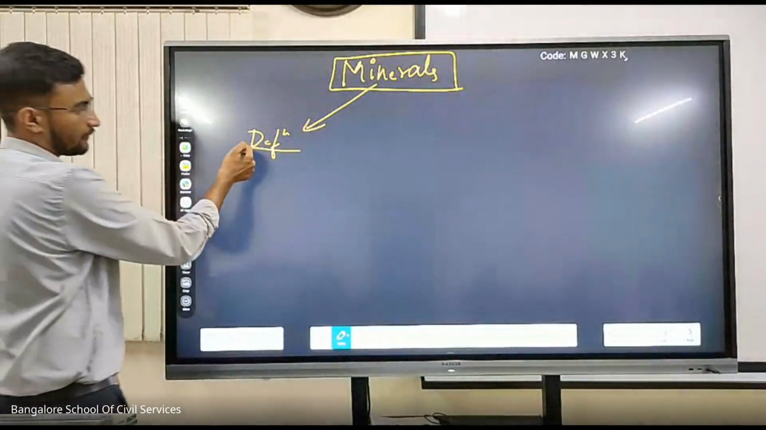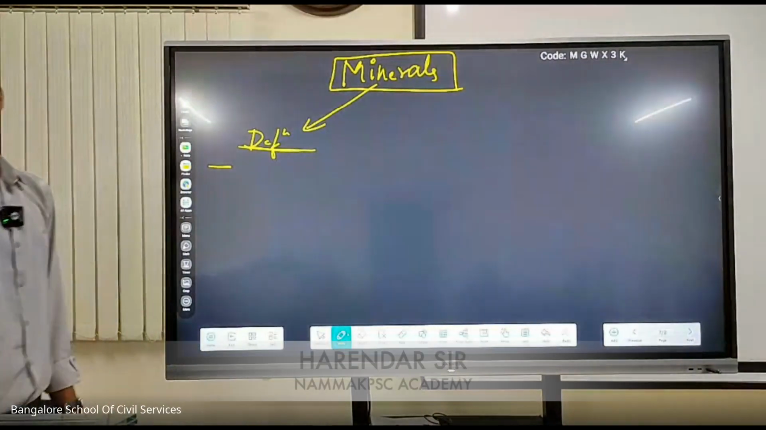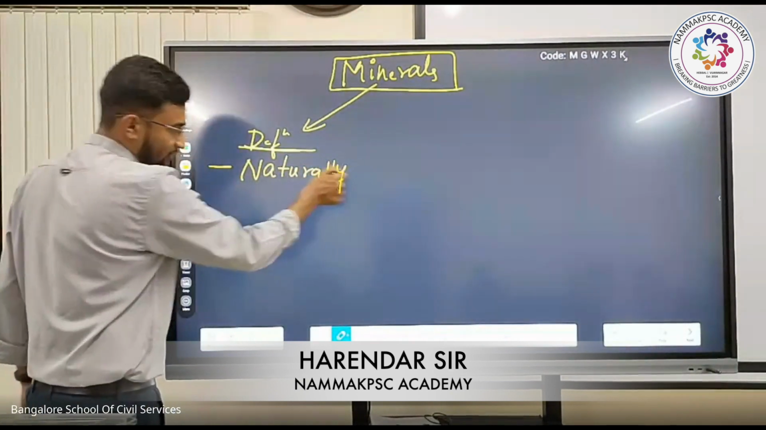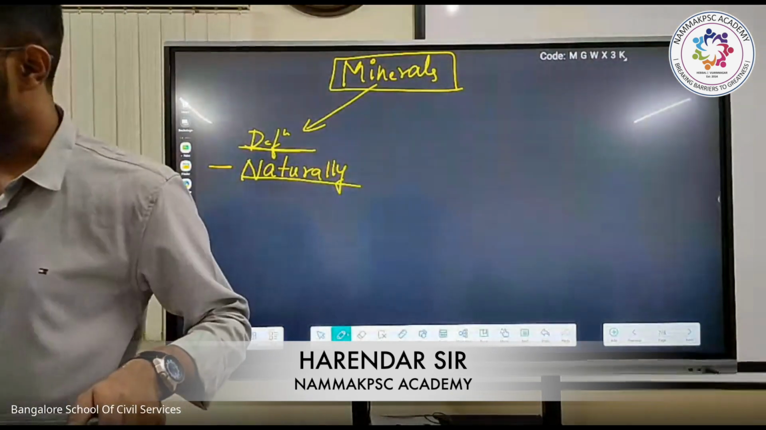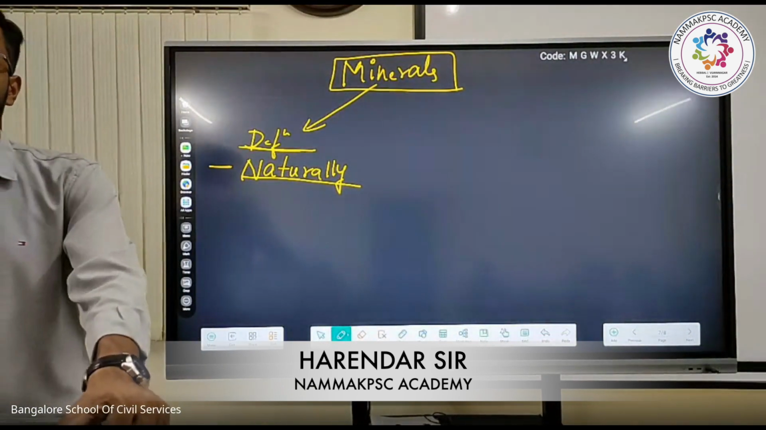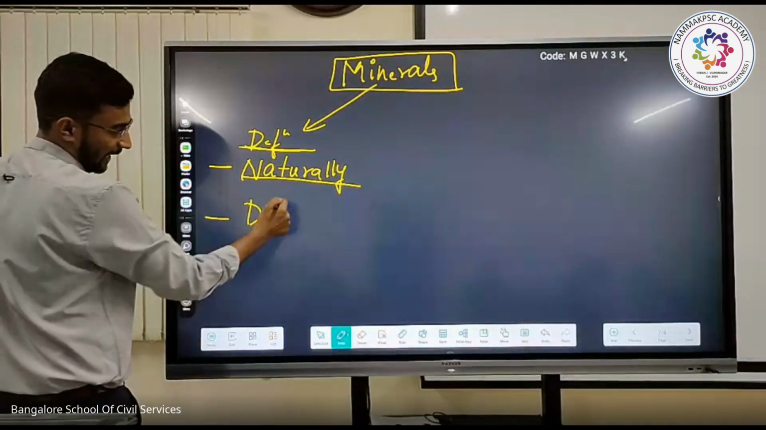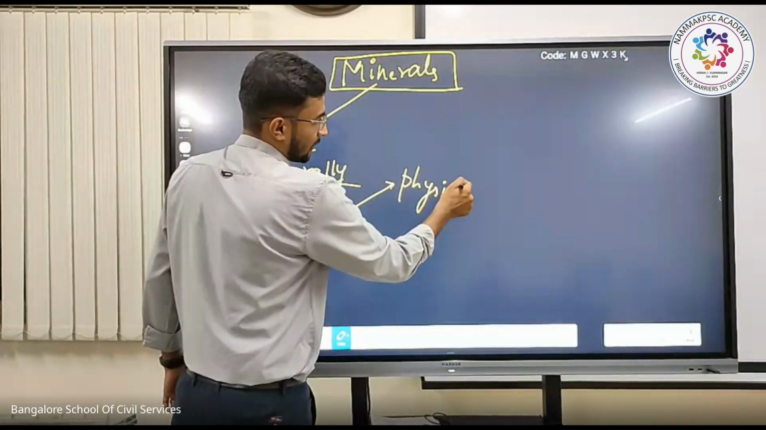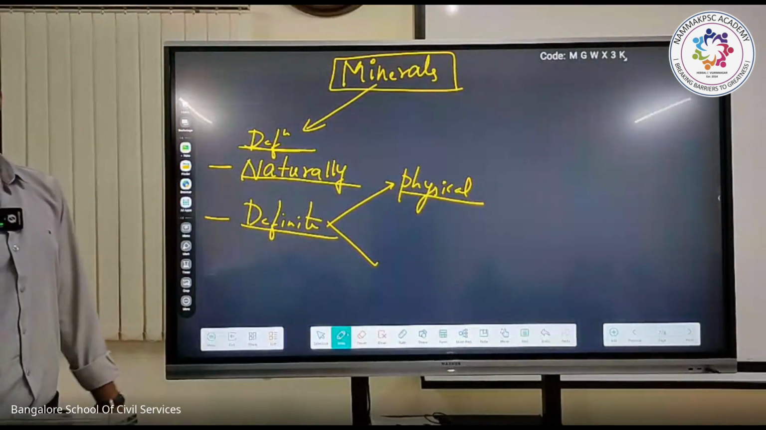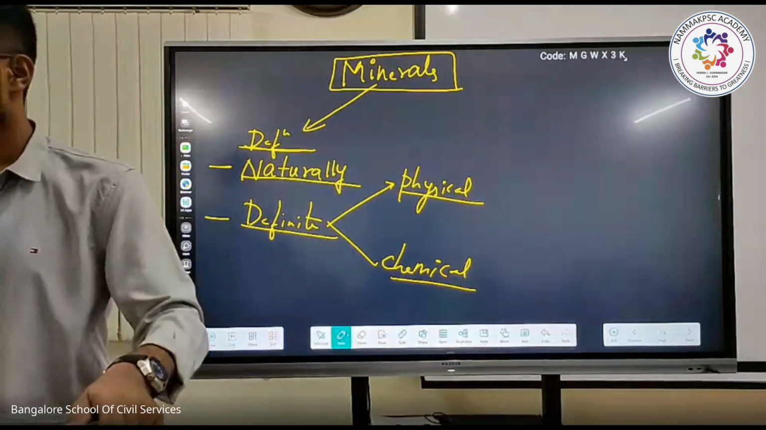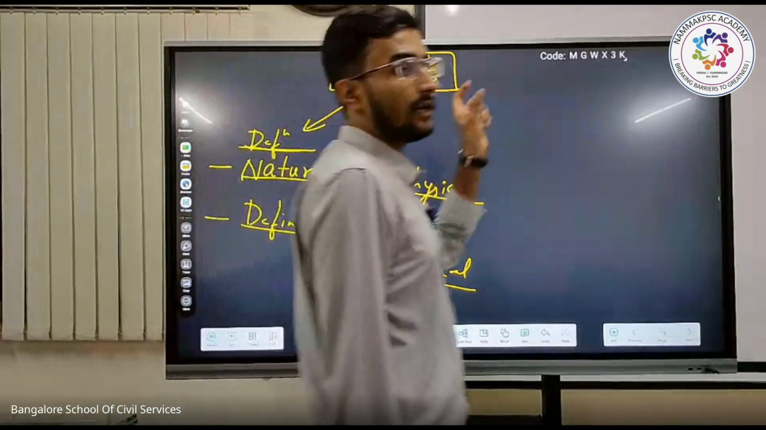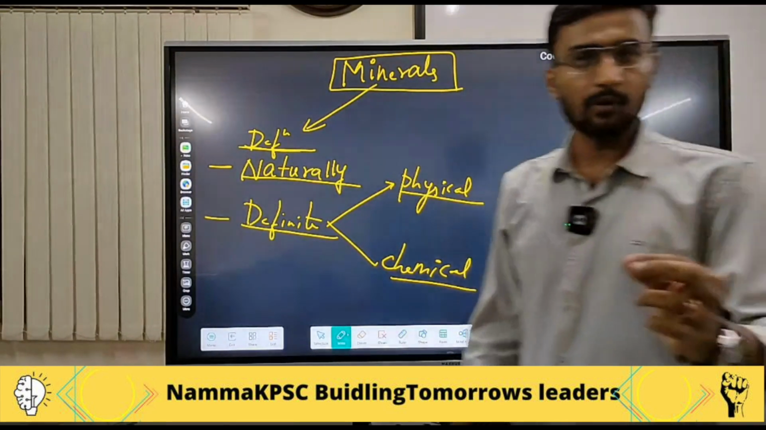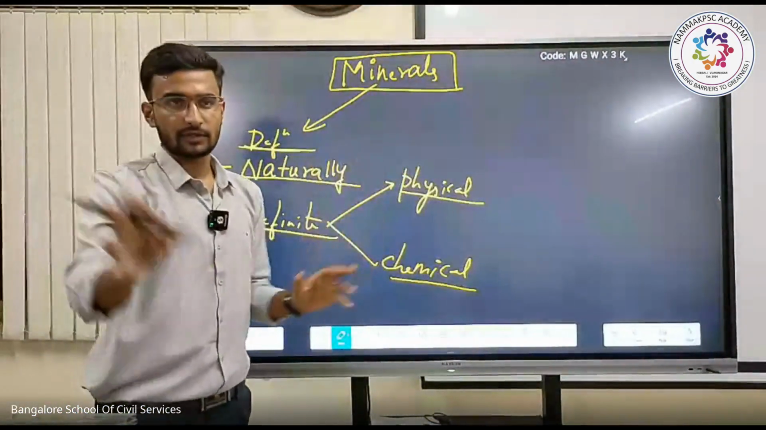The first and foremost definition is that a mineral is a naturally occurring substance. It is not artificial. It is a naturally occurring substance which has both a definite physical and chemical composition. It also has a definite atomic number and atomic structure, but we don't need that depth; this is more than sufficient.